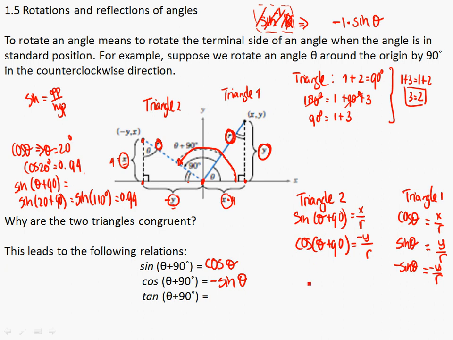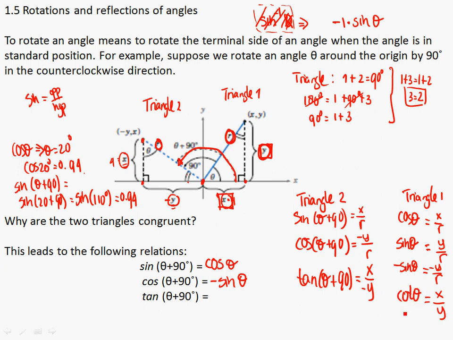Alright, last one then is the tangent. So what's the tangent of theta plus 90? In the second triangle, the tangent is opposite over adjacent, which is your x divided by your y, but that's a negative y. And in triangle 1, x over y represents what? X would be adjacent over opposite. Adjacent over opposite is not the tangent, but you need to flip it, right? So it's your cotangent. Good.